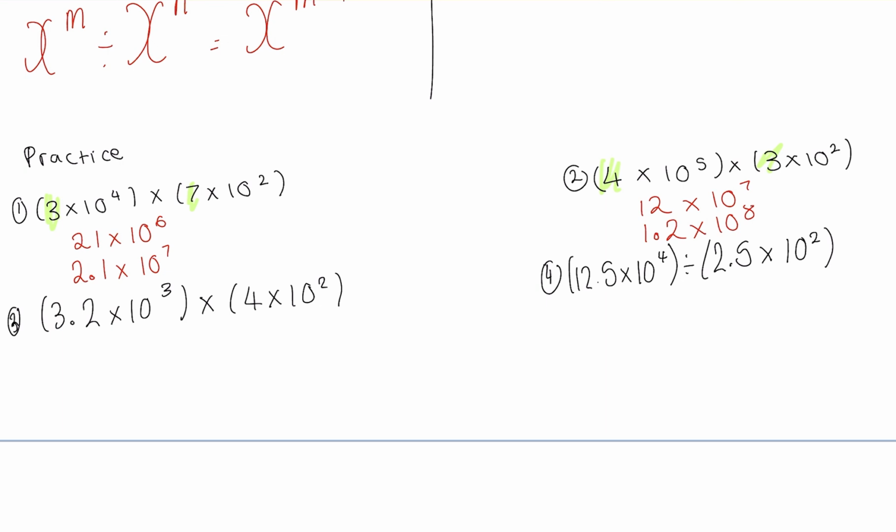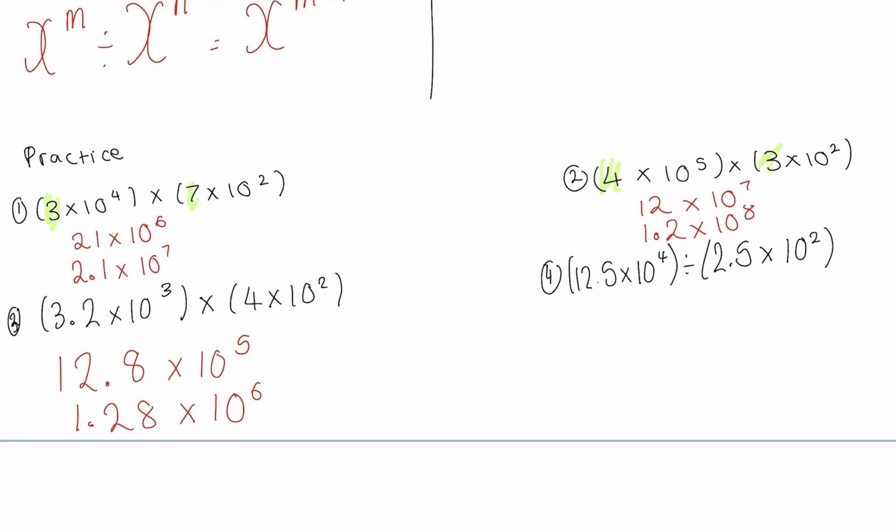So for this next one, I'm going to do 3.2 times by 4, which is 12.8. Add your powers together, which is to the power of 5. That's too big, it's over 10, so we're going to divide by 10 and therefore add 1 onto my power.